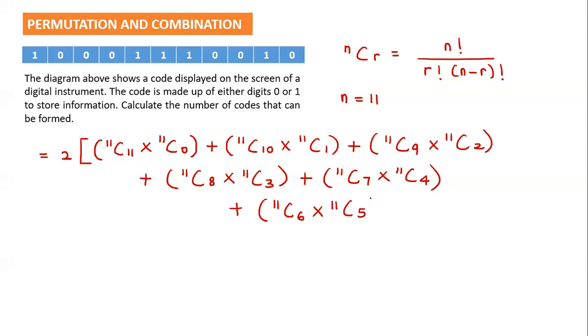Okay, I think I need to stop. Let me tell you why I stop. Because your next one is going to be 11C5 with 11C6, and actually it's already here. So it's actually repeating, so you can stop. You close the bracket.